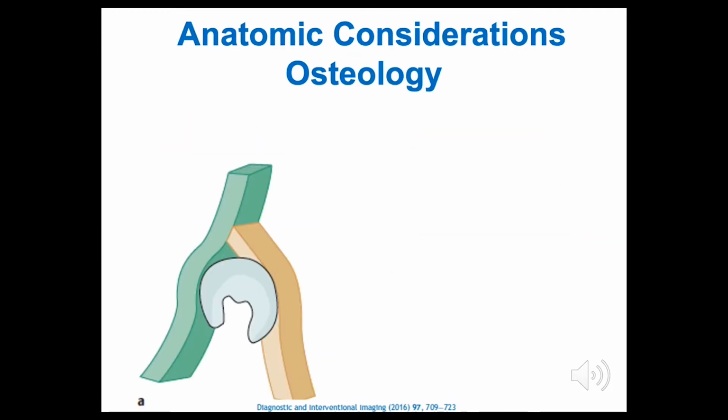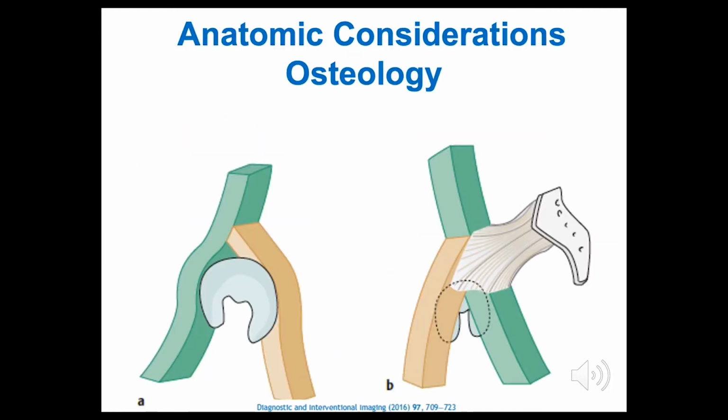In 1966, Judet and Letournel came up with the two-column concept. According to this concept, the acetabulum is located at the apex of an arch formed by an inverted Y. This inverted Y consists of the longer anterior column, which is greenish in color here, as well as the shorter posterior column, which is brownish in color here.